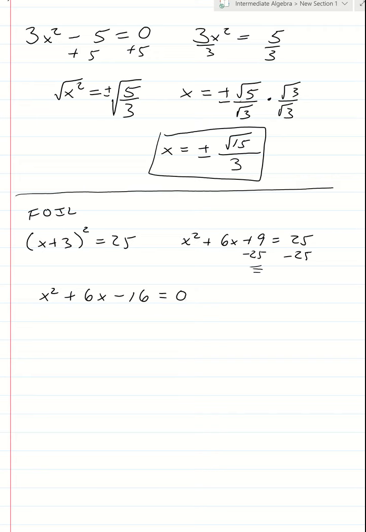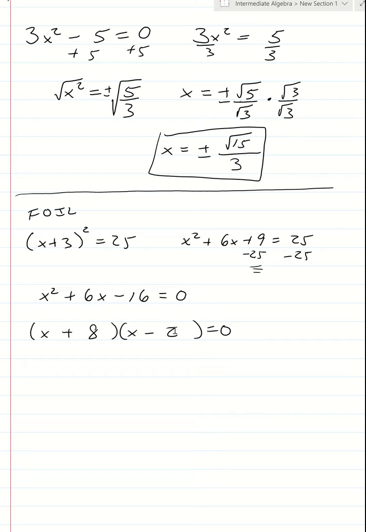So now we have created a quadratic equation that equals 0, happens to be factorable, so let's go factor it down. Factors of x squared, x and x. We need different signs. And of course, the factors of negative 16 that would add up to a positive 6 would be 8 and negative 2.